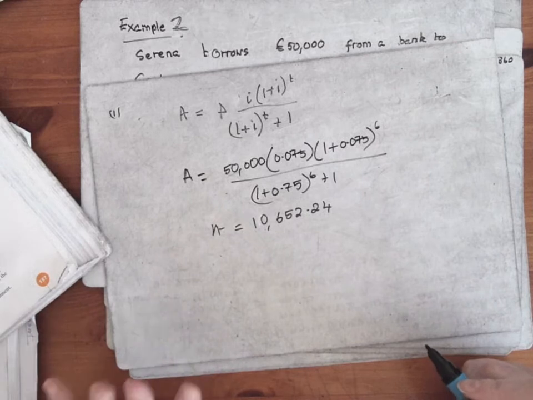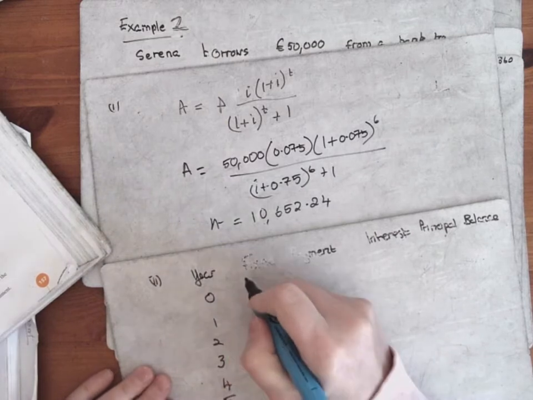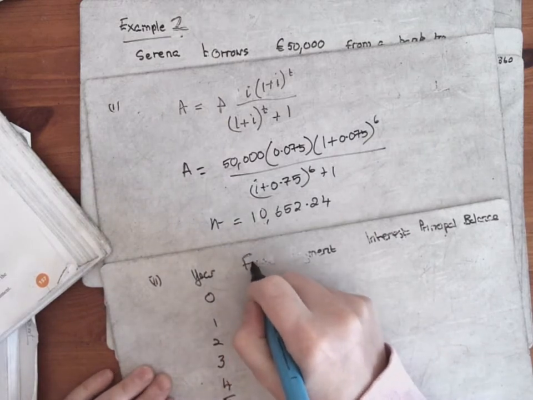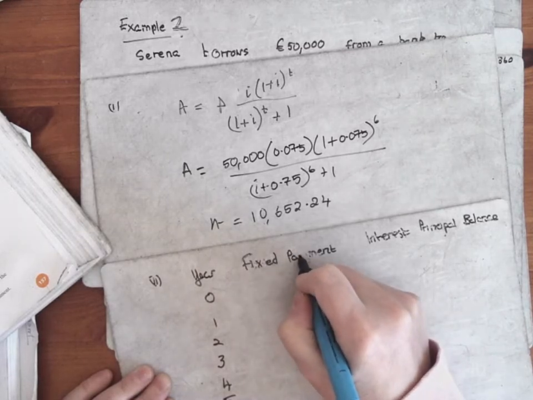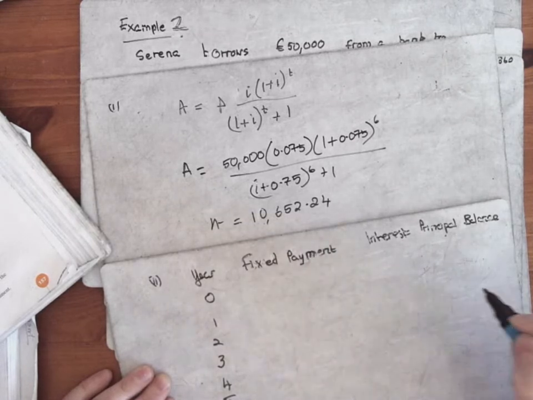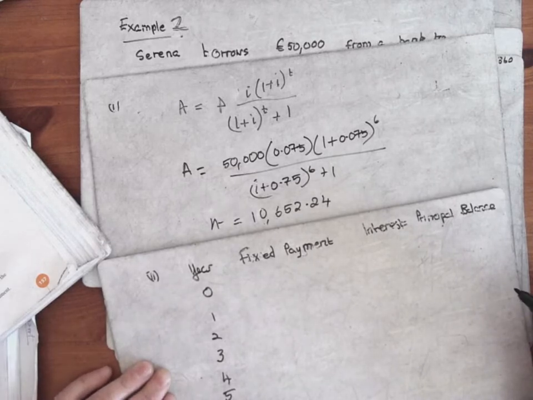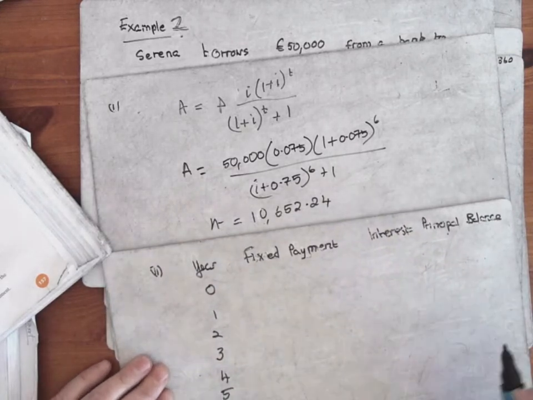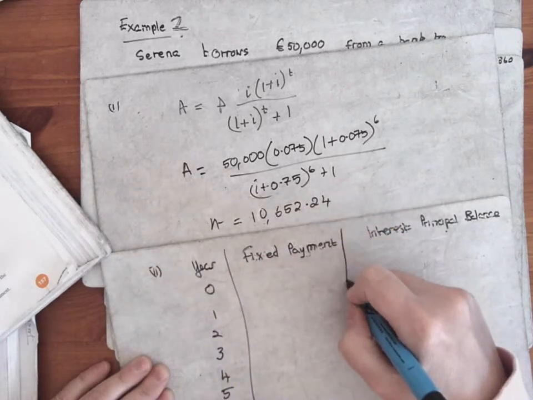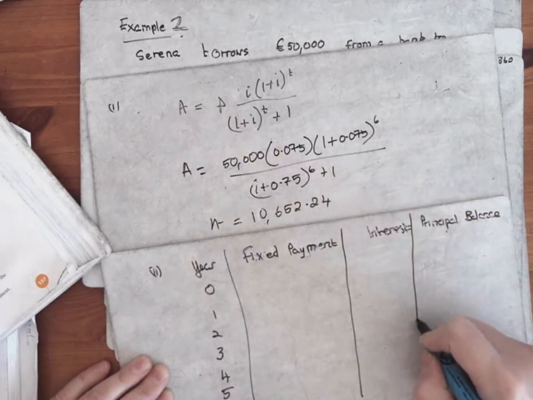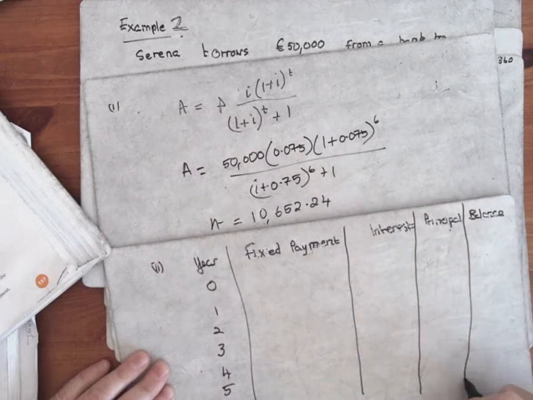Okay, so that's the easy bit. That's the bit we've just done. So this is the reason I'm doing this, because I want to show you what amortization actually means. Okay, so it says write out her schedule of payments, right? So what we have is the year, the fixed payment, how much she paid them, how much of that was interest, and then how much was the principal and what was the balance on the loan.